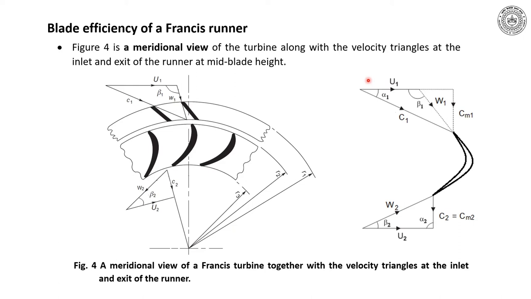Similarly, at exit W2 is the relative velocity plus U2 would be equal to C2. Now alpha 2 is 90 degrees here. Beta 2 is the relative exit angle, and CM2, that is the meridional exit velocity, which is connected to the flow rate, should be equal to C2 here. So this is the velocity triangle related to a Francis turbine runner.